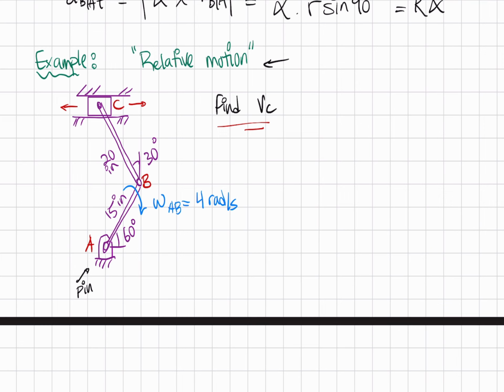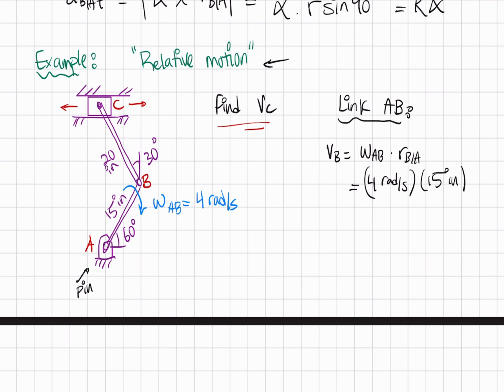Let's start by looking at the link AB. Here we have VB equal to omega AB, which is given, cross RBA. That's what we're trying to compute. The 4 radians per second is given to us, and RBA is roughly 15 inches in scalar format. We could also describe it in vector format. This gives us 60 inches per second.